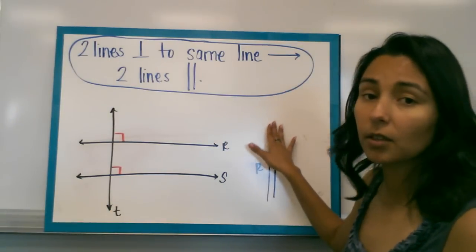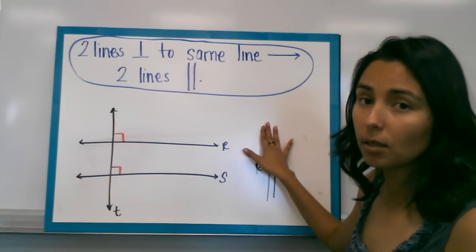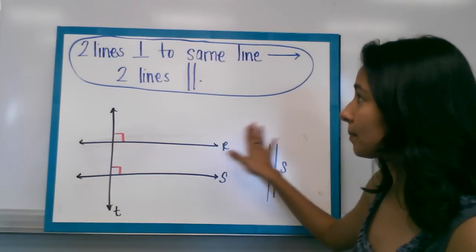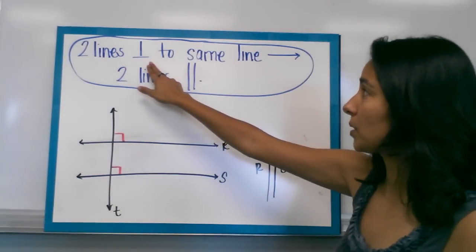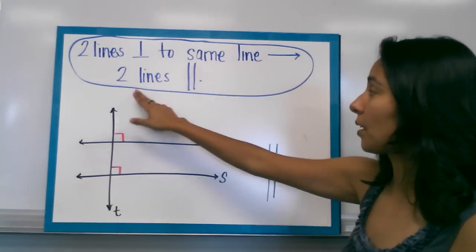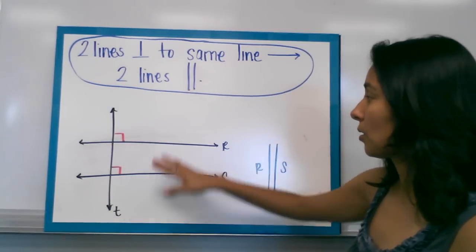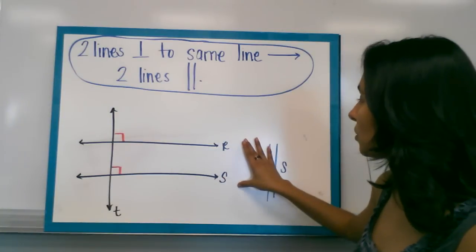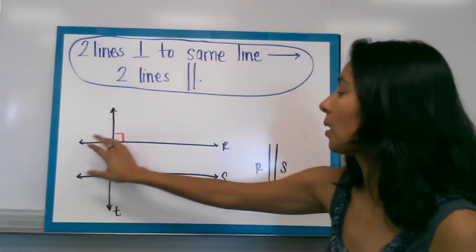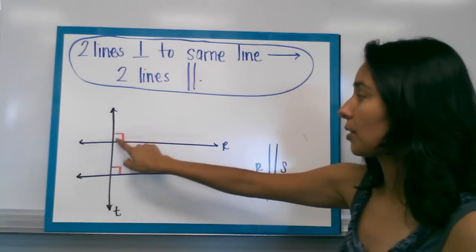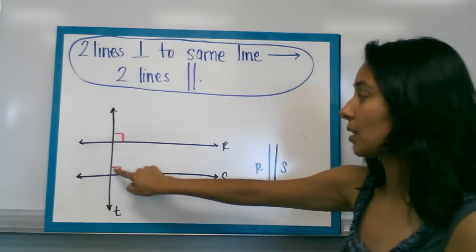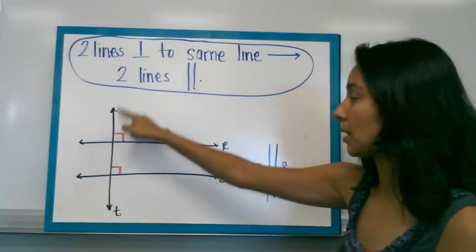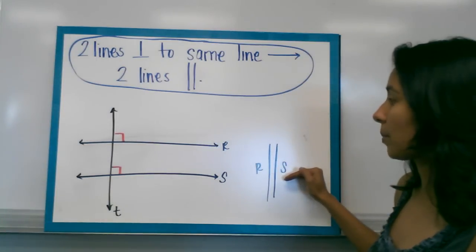Third theorem, it's another one without a title, so its title is almost the same thing as its definition. If two lines are perpendicular to the same line, then the two lines are parallel. So here's my image for the theorem. I have two lines, and both of these are perpendicular to the same line T. Because they're both perpendicular to the same line T, R and S are parallel.